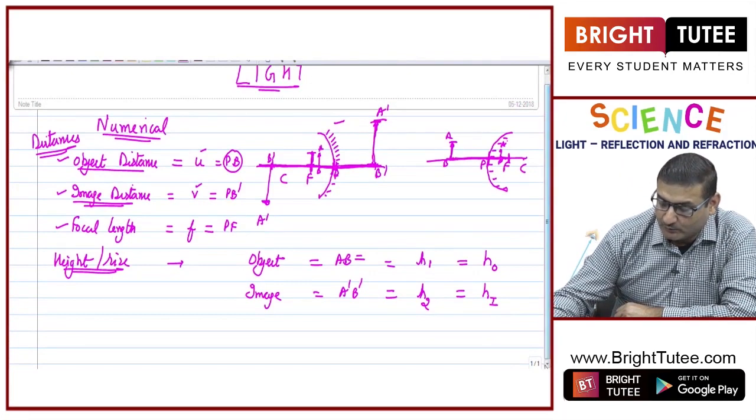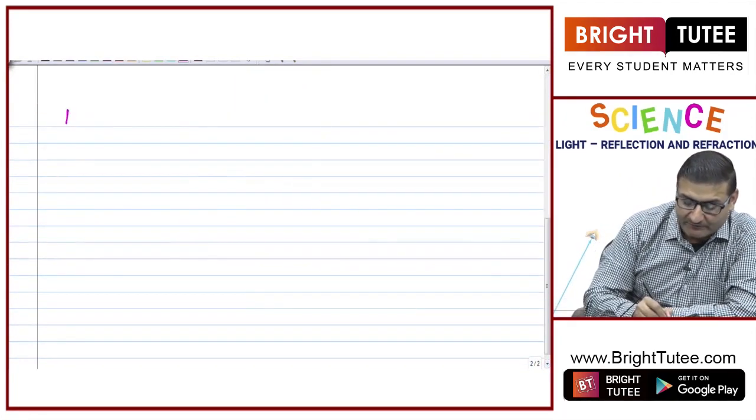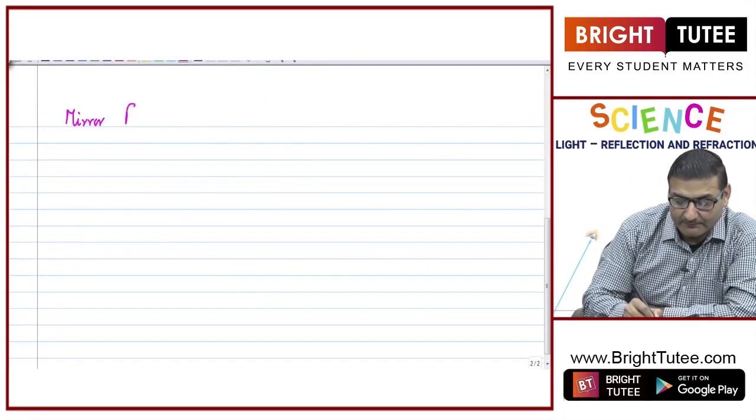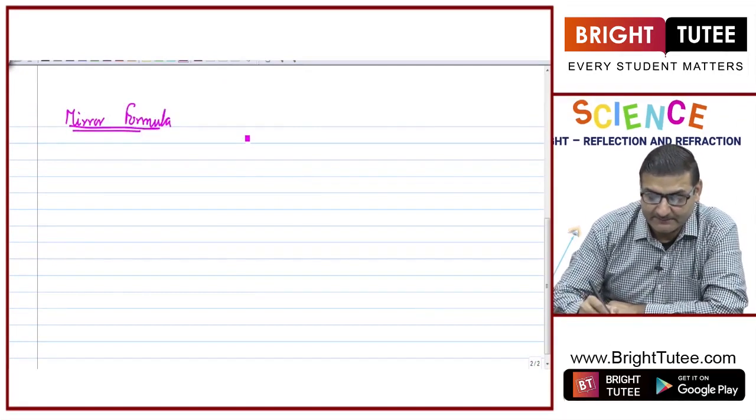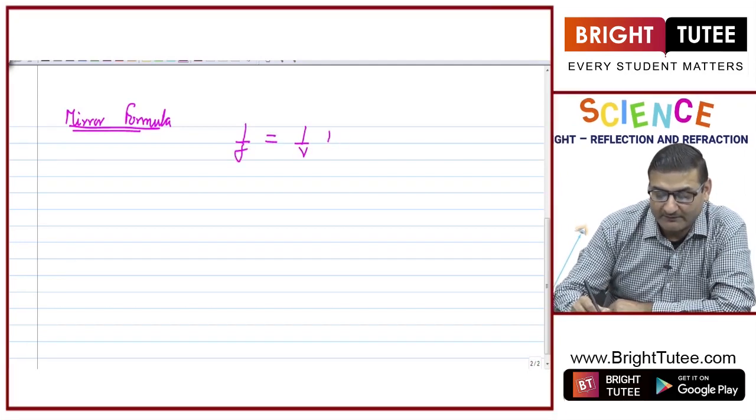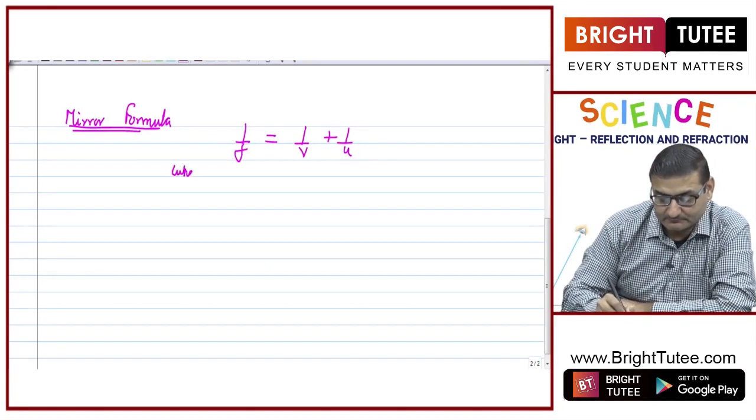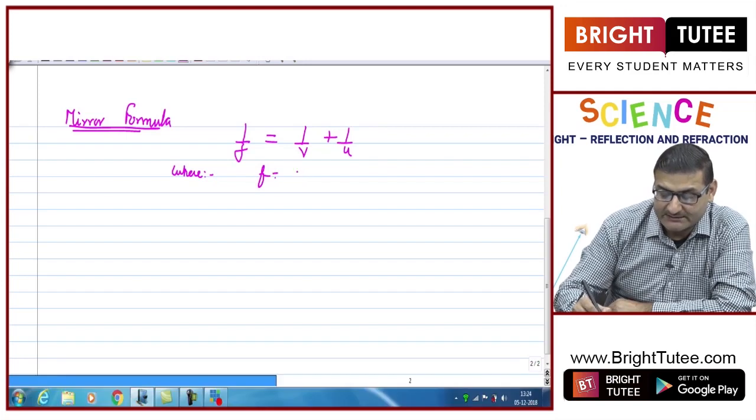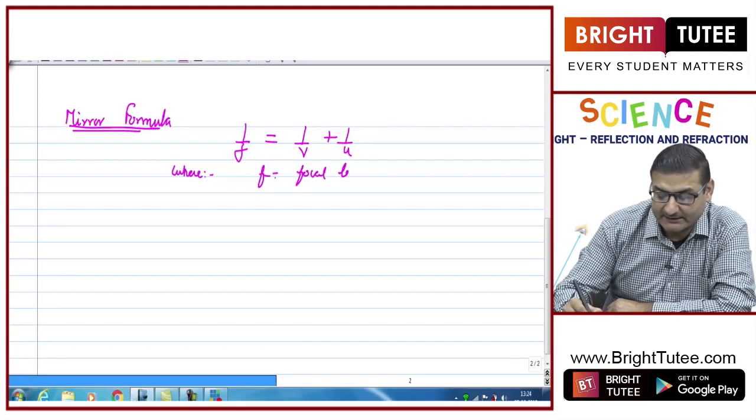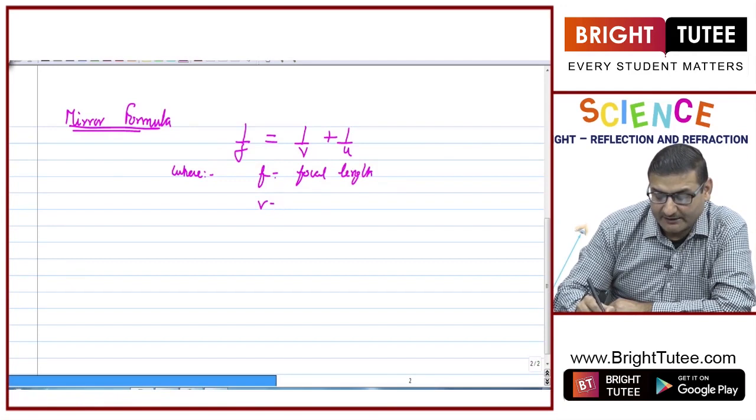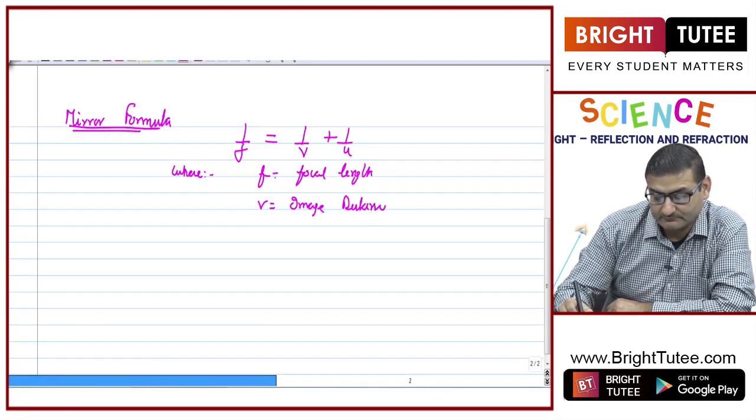Now we need to know two formula. First of all, we will be studying about mirror formula. What exactly mirror formula states is 1 by f is always equal to 1 by v plus 1 by u, where f is our focal length as studied earlier, v is our image distance, and u is the object distance.